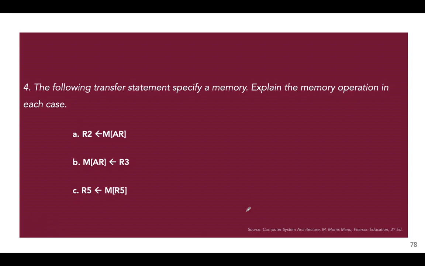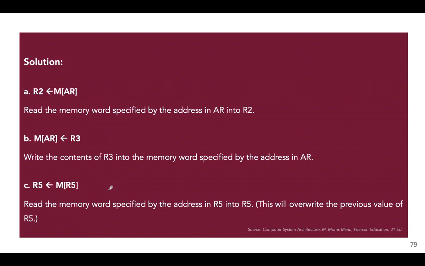Question 4. The following transfer statements specify a memory. In all of these, you see there's a memory specified. Explain the memory operation in each case. This is again very simple. Let's take a look at it. The first one says read the memory word specified by the address in the address register, and transfer it into R2.